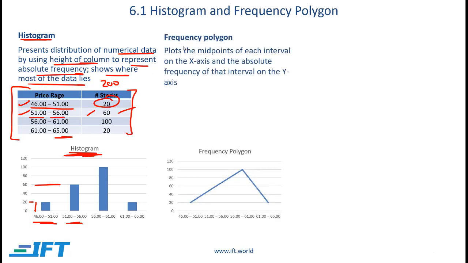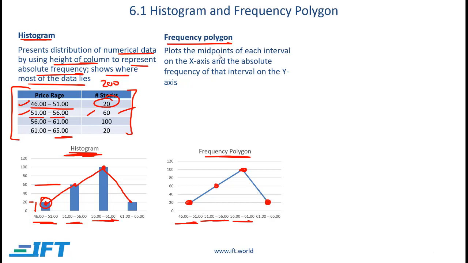A related graphic is a frequency polygon. Here we simply take the midpoints of each bar and connect them. If we look at this picture over here, essentially we are saying that for the first range we are at 20, which is this midpoint. Then for 51 to 56 we should be at 60. That is over here. 56 to 61 we should be at over here. And then the final bar, which is at 20, that is over here. So this is a frequency polygon.